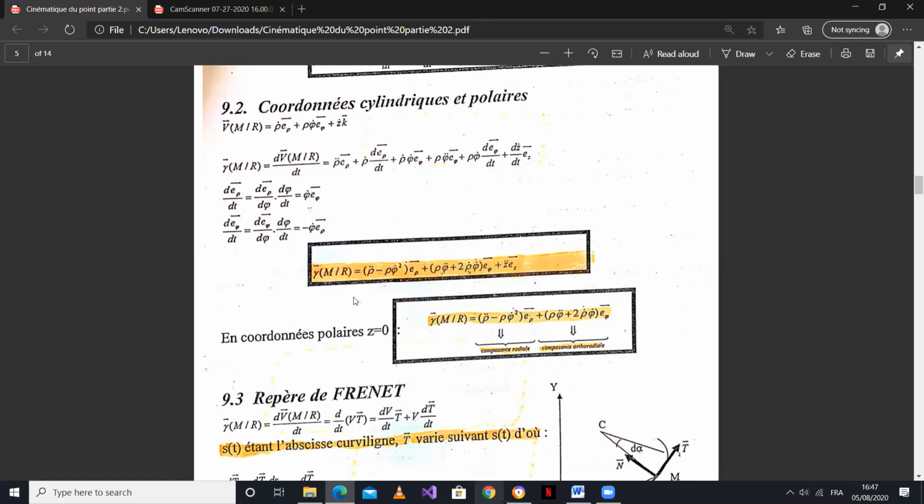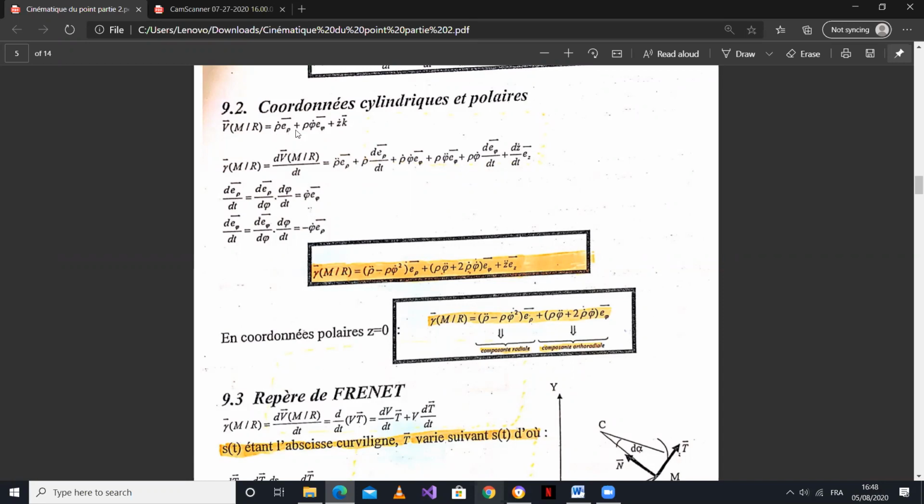First and foremost, the vecteur Vitesse du point M par rapport au référentiel R dans les coordonnées cylindriques égale, we found rho point e_rho plus rho phi point e_phi plus z point k. Okay, so now we are going to derive this. So we're going to begin with the first term. The first term is rho point e_rho.